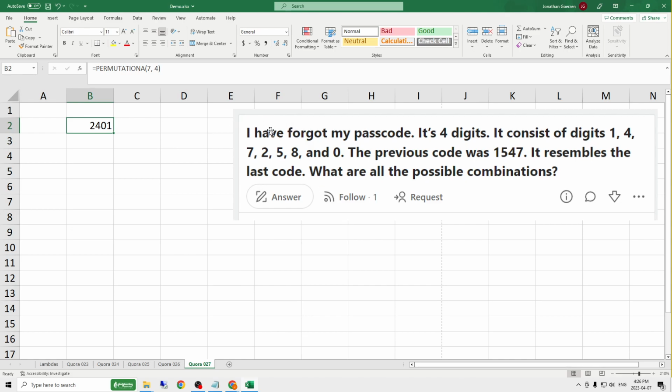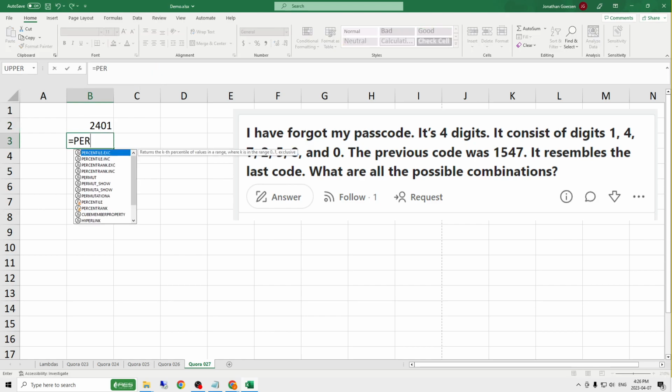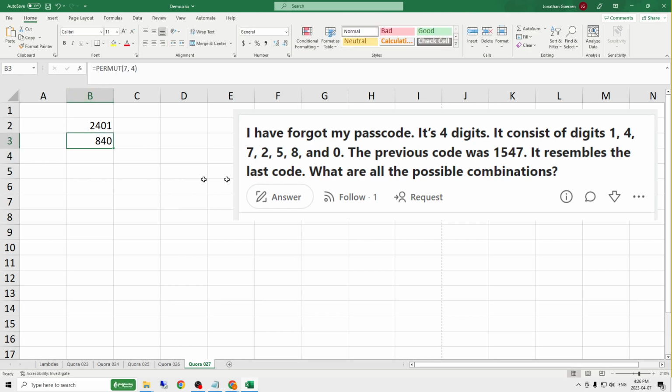That's a lot. Now, if we assume that digits cannot be repeated, we use permute with the same parameters, 7 and 4, well, then there's still 840 different possible passcodes. And it'll probably be one of these 2 numbers, where we're assuming that because it's a passcode, the order matters, so we're actually looking at permutations instead of combinations. Now the question is, what are they?